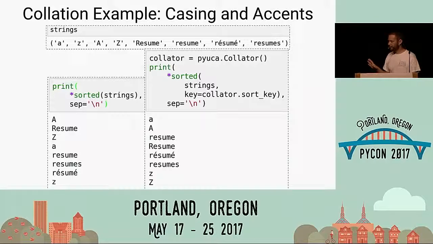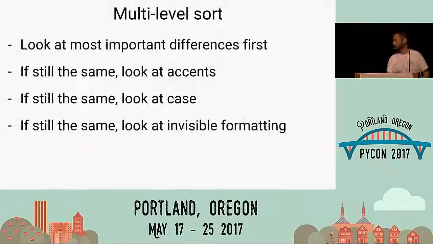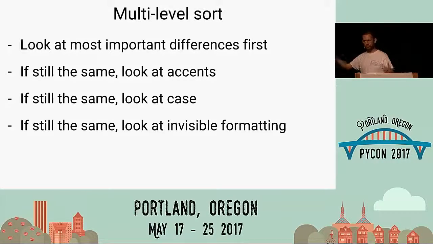And in order to do that, it's not just a matter of defining a sort key. We need to define a multi-level sort key. And that's what UCA does. Essentially, we're saying we're going to look at the most important differences first. We're going to ignore case. We're going to ignore accents and other things. And if 2 strings are the same at that level, then we're going to look at the accents and use that to distinguish them. And if they're still the same, then you look at case, and you fall back on looking at invisible control characters if you have to.